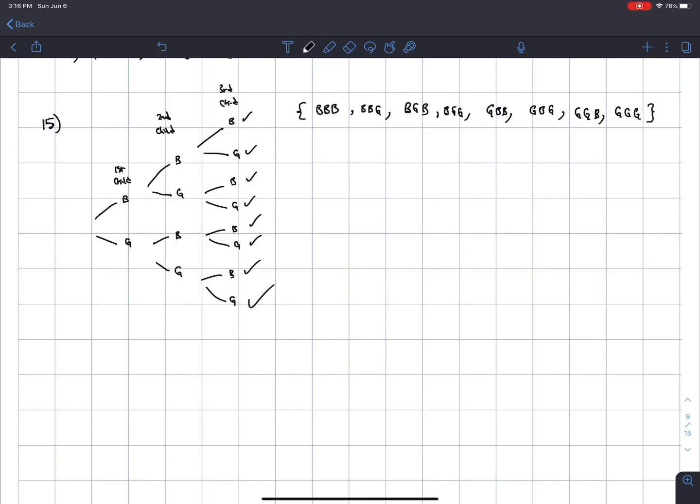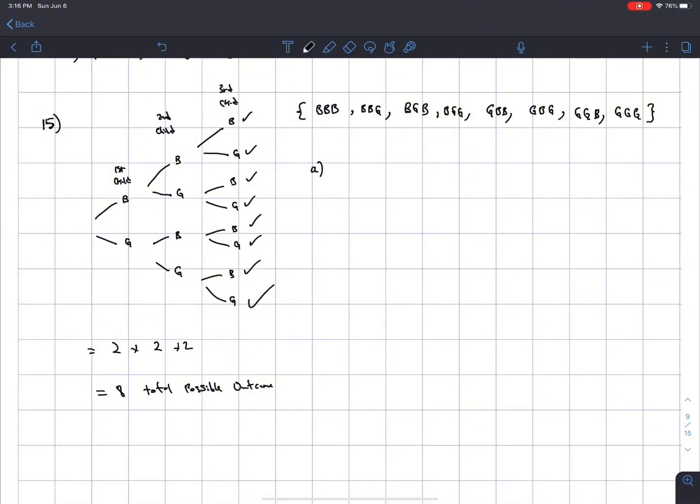1, 2, 3, 4, 5, 6, 7, 8. So we should know that there are 8 possible outcomes. Because remember, if you use the shortcut, it will just be 2 times 2 times 2, because each child can be either boy or girl. So there should be 8 total possible outcomes. And that's exactly what I have here.